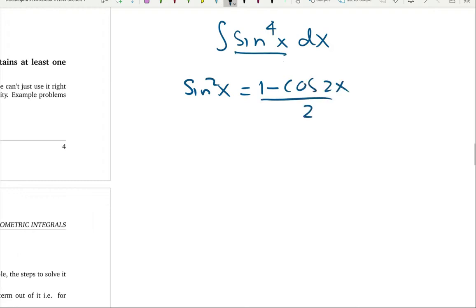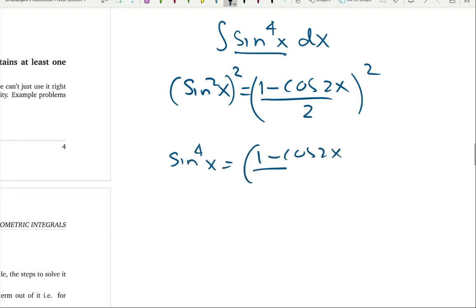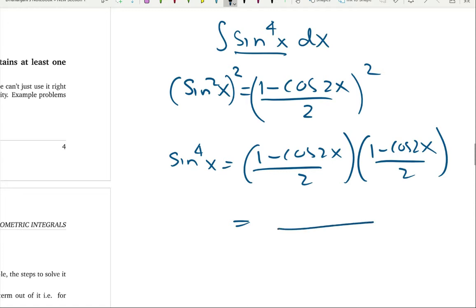But we have sine to the power 4, so then we will square this, right? So then you have to square the right hand side too. So sine to the power 4x is actually (1 minus cosine 2x over 2) times (1 minus cosine 2x over 2). 2 over 2 is 4 in the denominator. In the numerator, you have to multiply these two. Okay. All right. So let's see what we get.